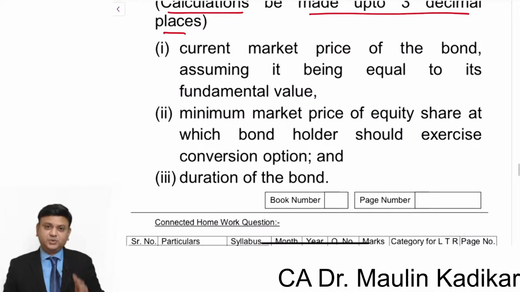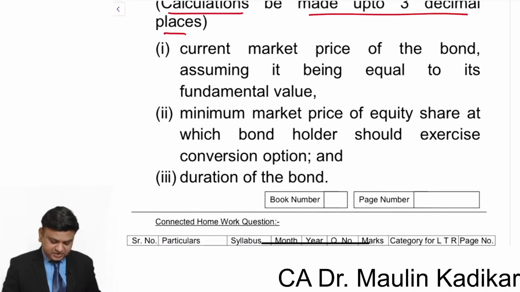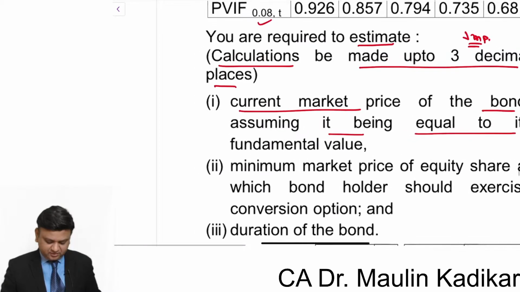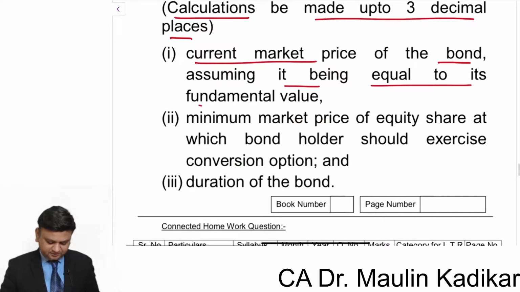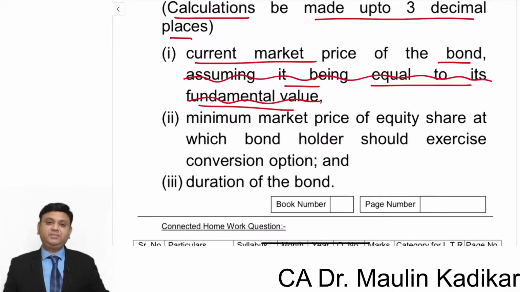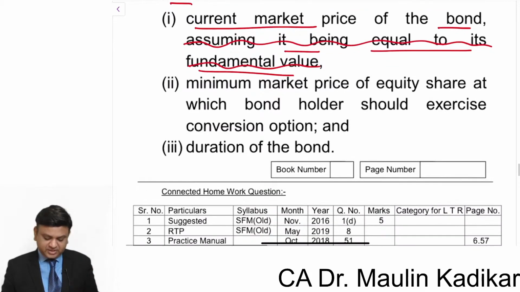There are 3 questions provided to us. The first is the current market price of the bond, assuming it is equal to its fundamental value. This information means that the current price of the security is equal to its present value. That is the meaning.